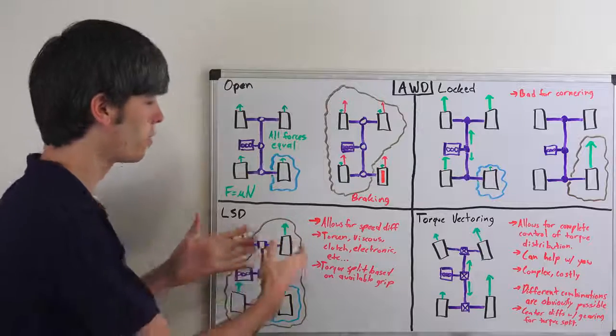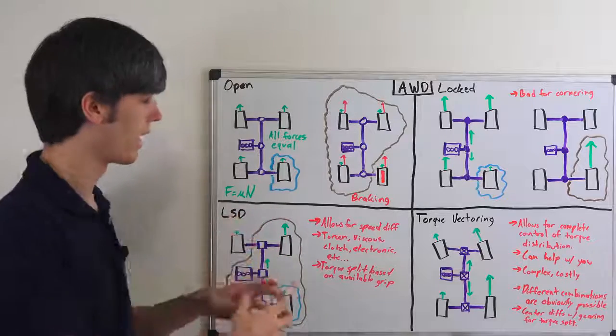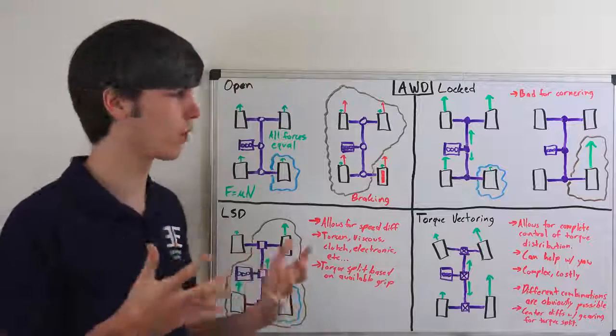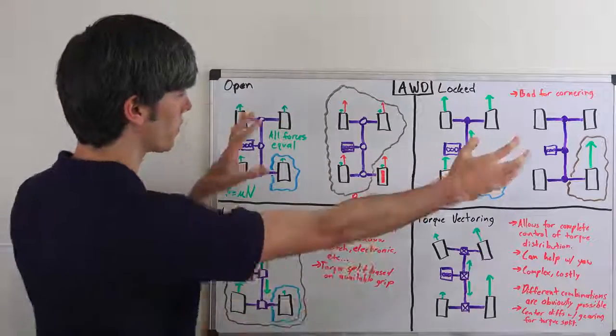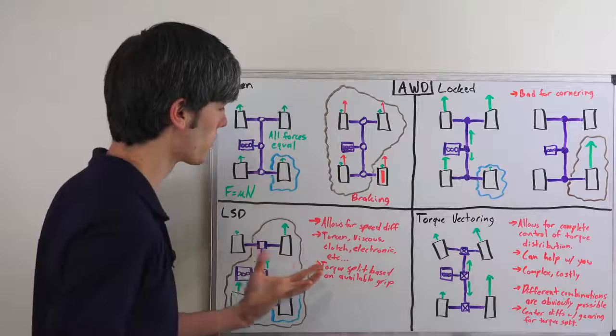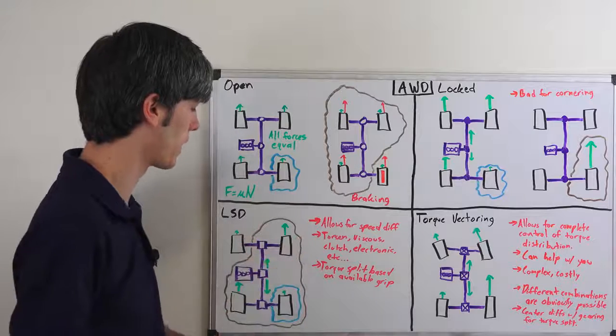And so if you do have a clutch, that clutch pack can slip, and it allows for speed differentials when you're going around a corner. And so it's kind of the best of both worlds. It combines these two to make it so that it's a road-friendly application.